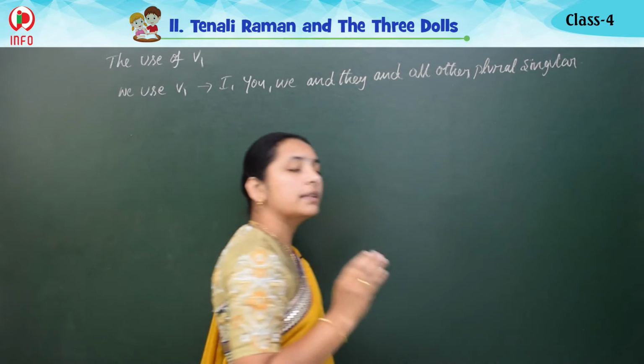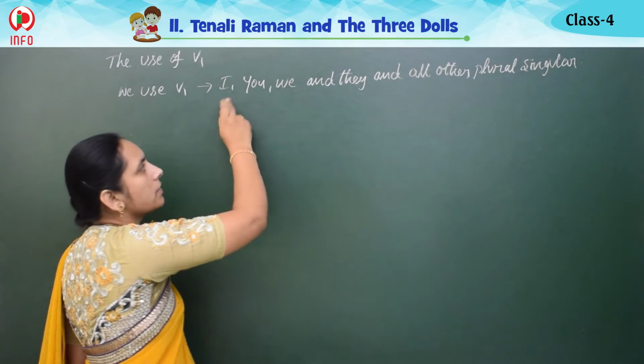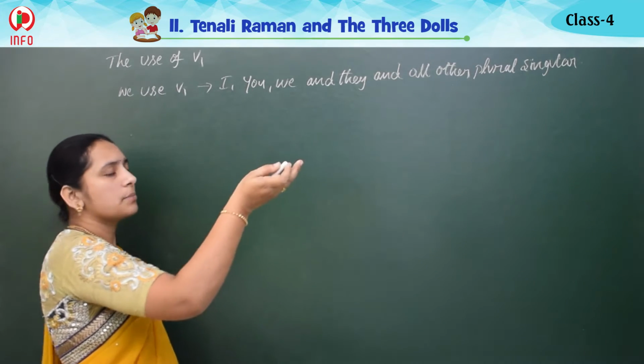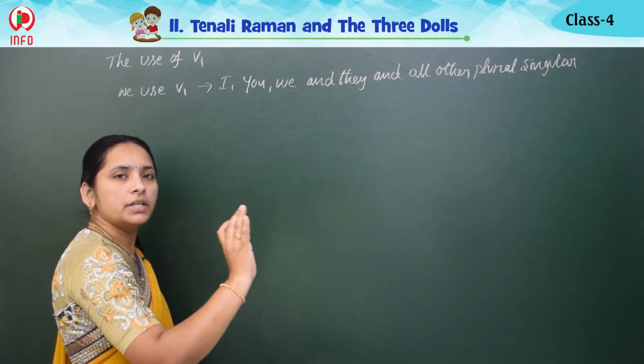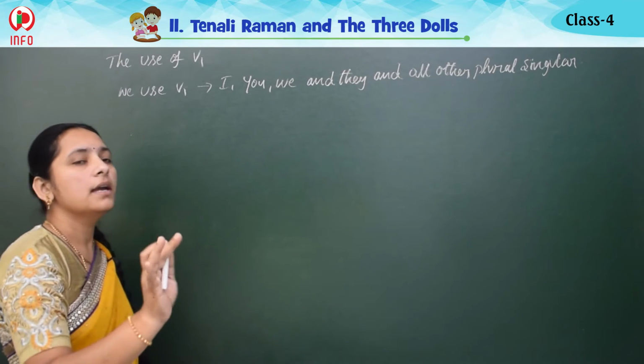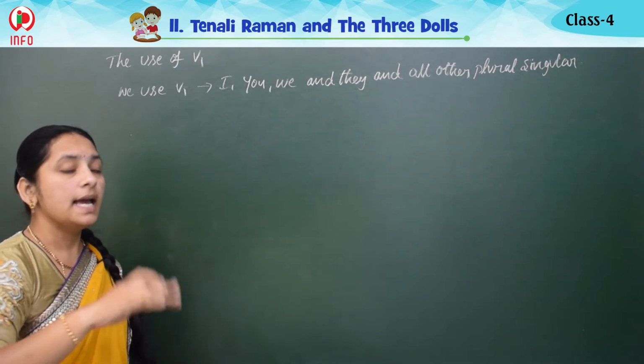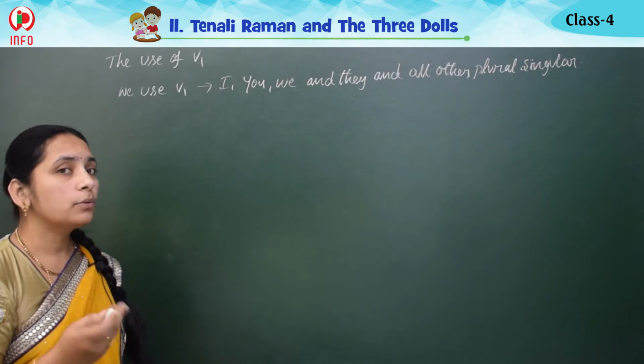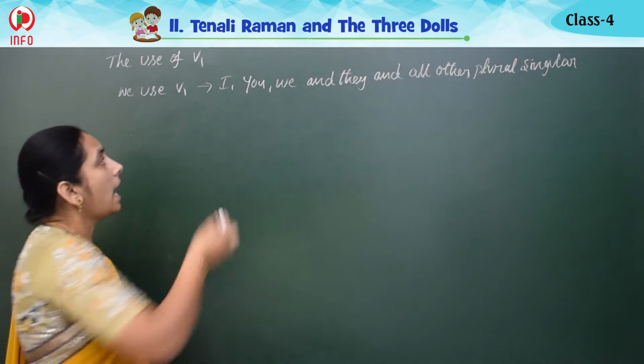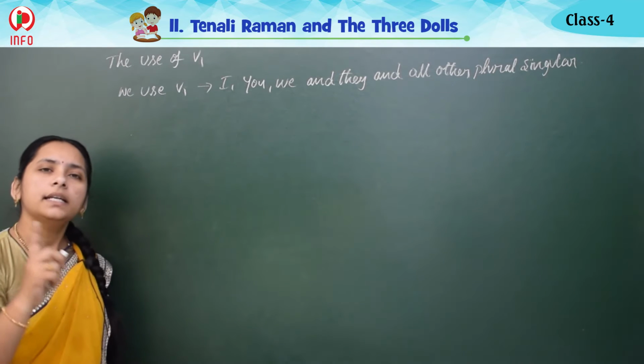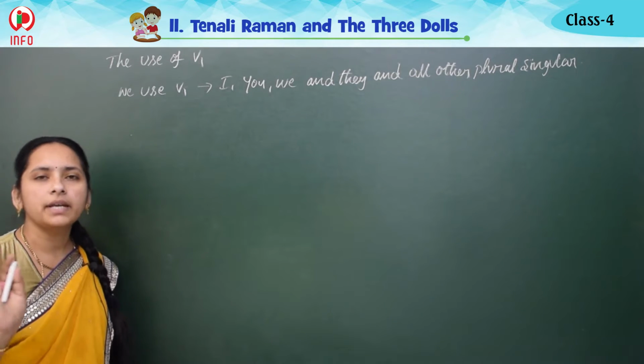V1 is used for the plural subjects, but I is also included. You is a plural subject, maybe one or more than one also we take it. You as plural only. We, yes, all of us. They, all of them, so more than one. And I is one, but also we take it with V1 only, not V1 S/ES.